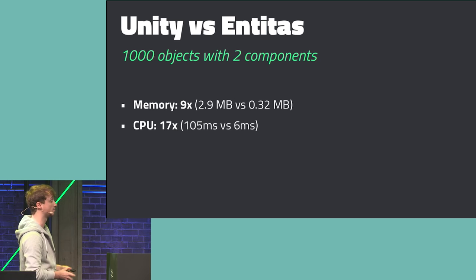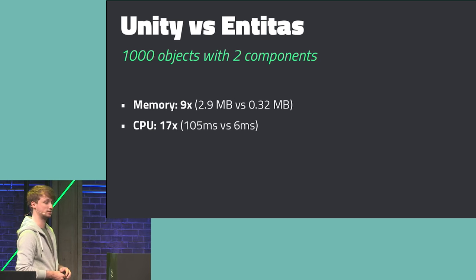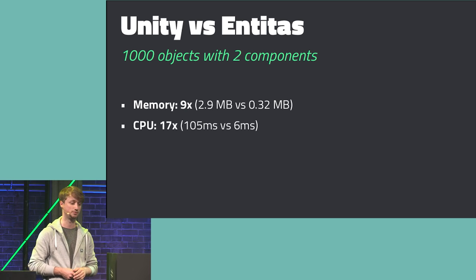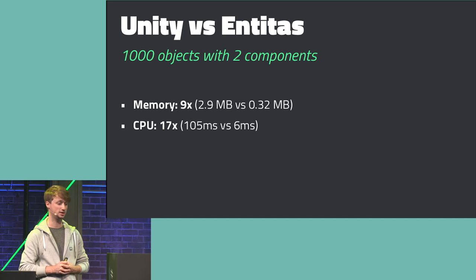So what does it actually mean? If you have a game with 60 frames per second, you have about 16 milliseconds to run your logic each frame. So this means you could do these 1,000 objects with Entitas at 6 milliseconds twice in one frame, but you cannot with Unity.